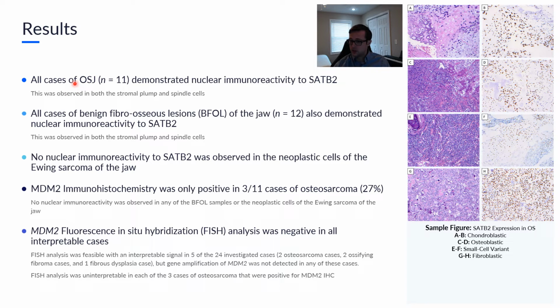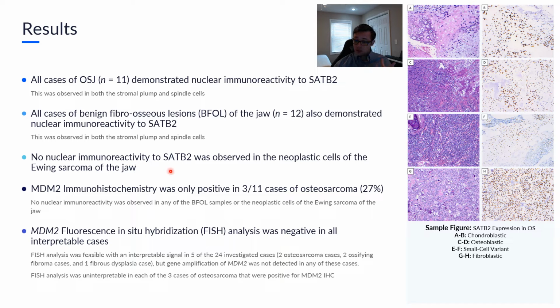For the results, there are several things I want to point out to you. All cases of OSJ and all of the benign lesions, the fibrous dysplasias and the ossifying fibromas I mentioned in my materials section, were all reactive for SATB2, so a positive test result. The only thing that tested negative was the Ewing sarcoma of the jaw, and I'll explain more on why that's important in a future slide.